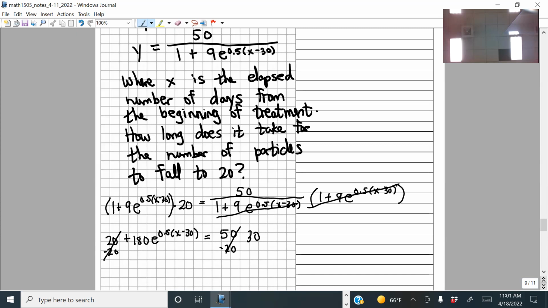And now how do you get rid of the 180? Yeah, divide by 180, right? Don't subtract the 180, but divide by 180. So divide both sides here by 180. And see, now you're in great shape. So you have e to the 0.5 x minus 30 is equal to 30 over 180, which I guess is better known as 1/6, right? 30 over 180 reduces to 1/6.